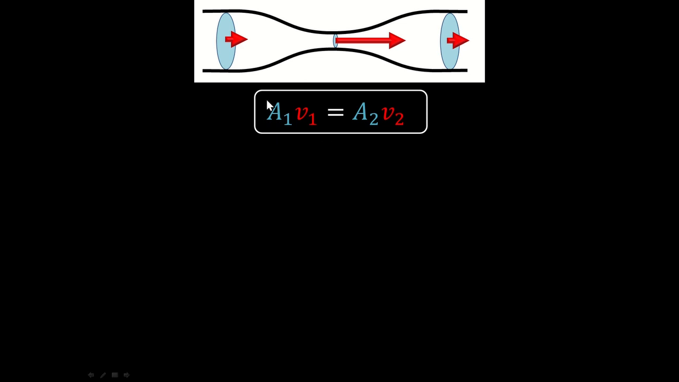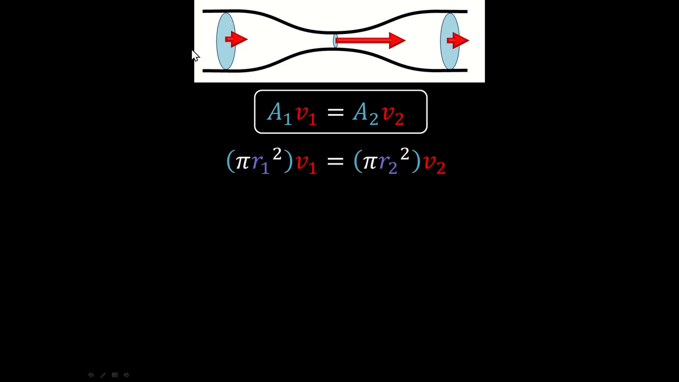All right, so that's our big equation. The rate of flow is going to equal the rate of flow. And this is just the area in one circumstance and the velocity in one circumstance, area in the other and the velocity in the other. All right, that's the equation we need to use.